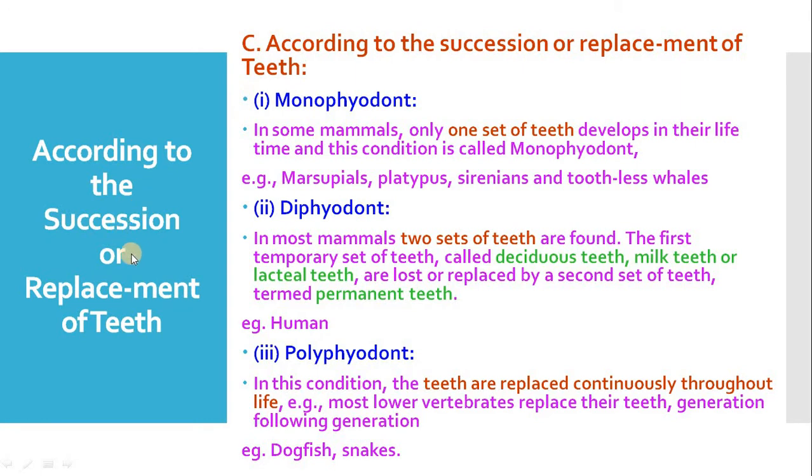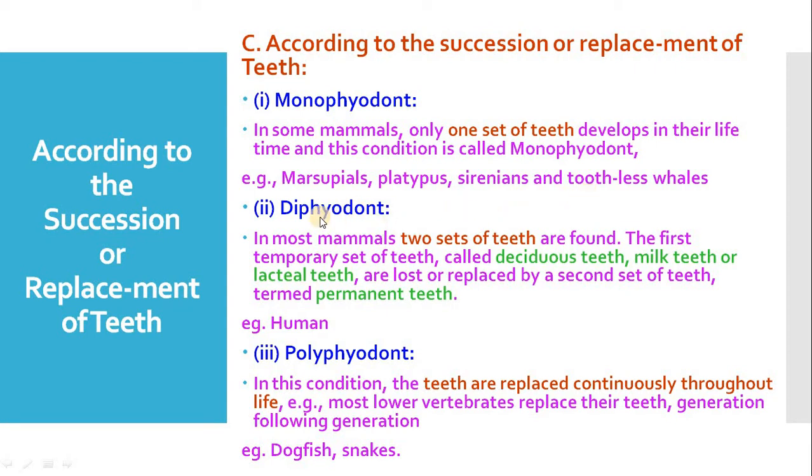Then according to the succession or replacement of the teeth, they have been divided into many types. Monophyodont. In some mammals, only one set of teeth develops in their lifetime, and this condition is called monophyodont. There will be no replacement after a particular age. For example, marsupials, platypus, sirenians, and toothless whales.